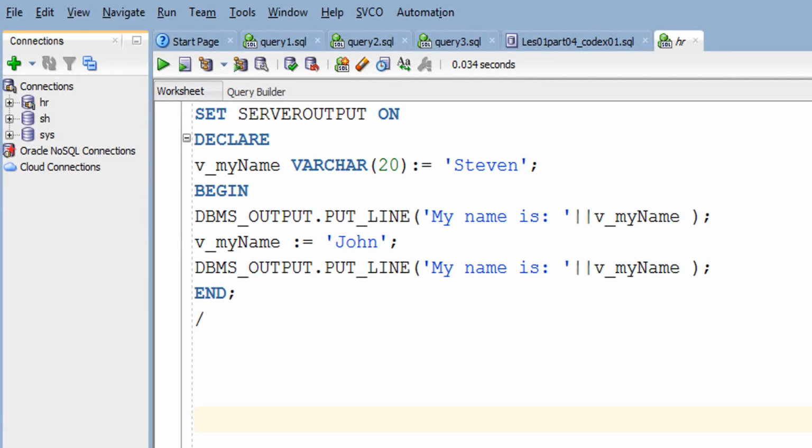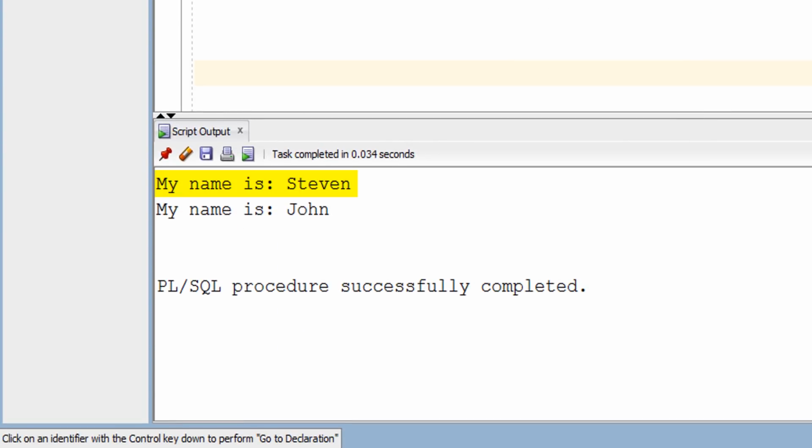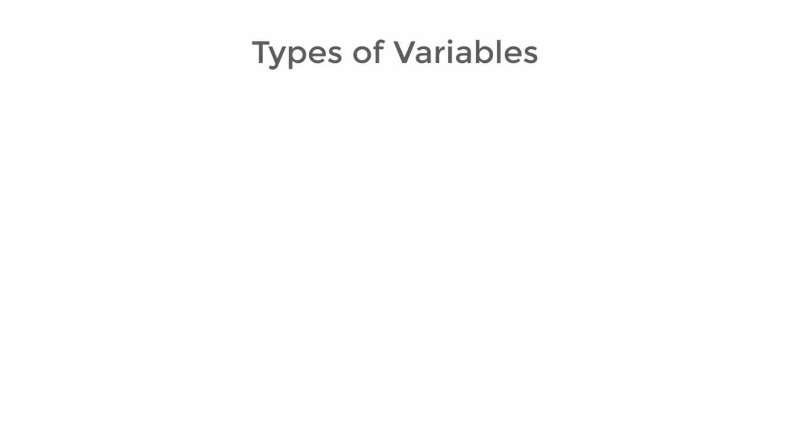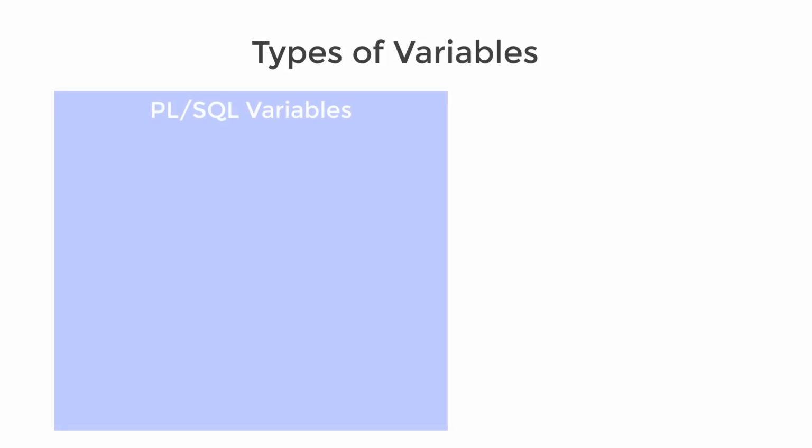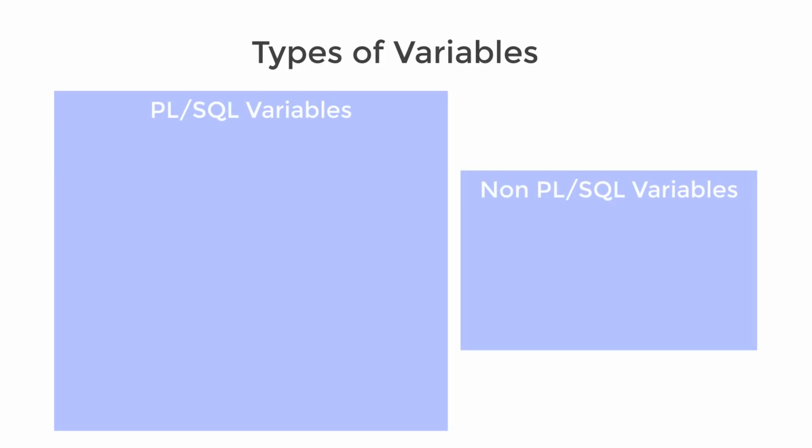Now let's initialize the variable in the declarative section itself with the value Stephen and run the script again. Do you notice that the first sentence prints the name Stephen? It is because it was assigned to the variable in the declaration section itself. Okay, let us look at the types of variables now. At a very high level, we can categorize the variables used in a PL/SQL block as PL/SQL variables and non-PL/SQL variables.